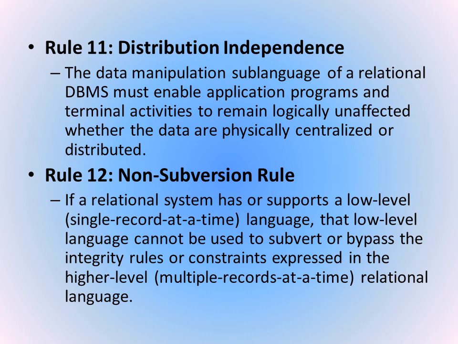Rule 12, Non-Subversion Rule. This rule states that if a relational system has or supports a low level, that is single record at a time, language, that low level language cannot be used to bypass the integrity rules or constraints expressed in high level, that is multiple record at a time, relational language. This rule means that there should be no way to modify database structure other than a database language like SQL. There should not be any method to violate the integrity constraints defined on database.